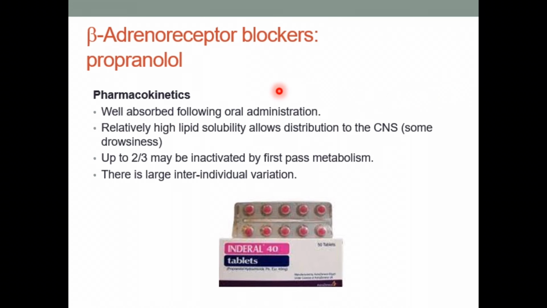A bit of pharmacokinetics. Propranolol is lipid soluble. However, it's well absorbed. It's given orally, and because it's lipid soluble, it can cross the blood-brain barrier, and this can lead to drowsiness and nightmares. It has quite a high first-pass metabolism. That means if you take it orally, two-thirds of it will be inactivated by the liver as it passes through the liver. And it also has large inter-individual variation.